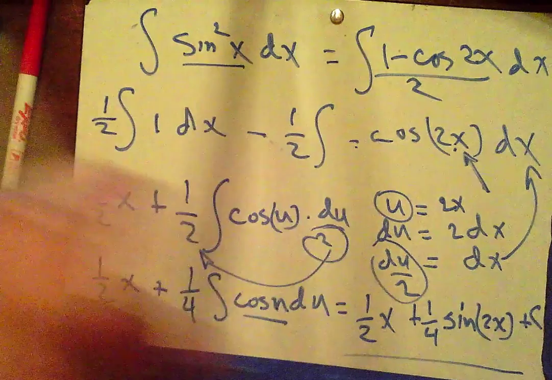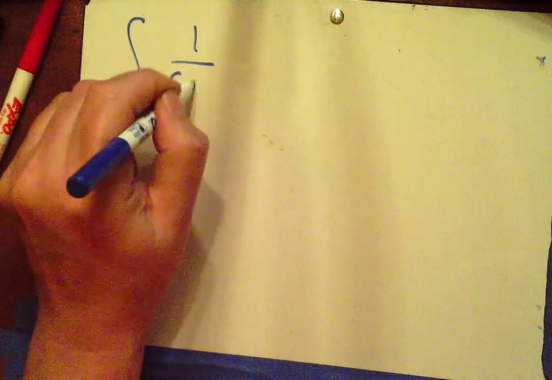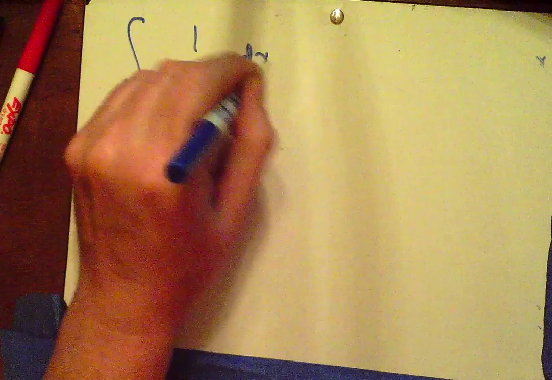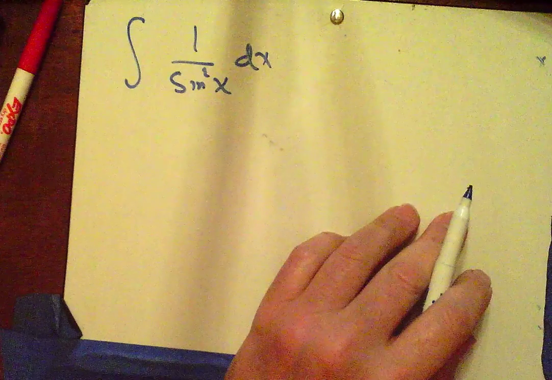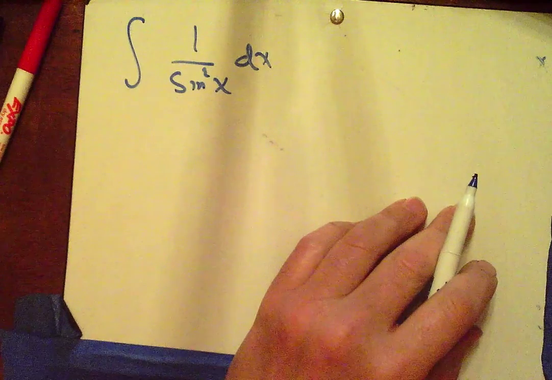Have to use power reducing identities for that, please. There is a path that uses a technique called by parts, and many students find that much harder than doing this. Okay? Hey, what would you do if you saw this one? 1 over sine squared x dx. I'll give you a hint. It's not power reducing.